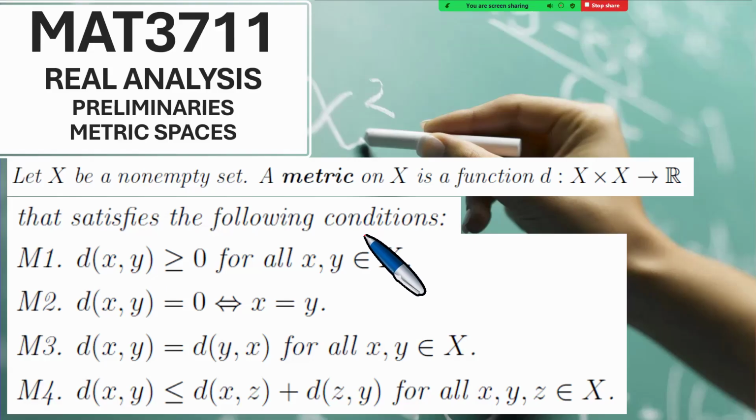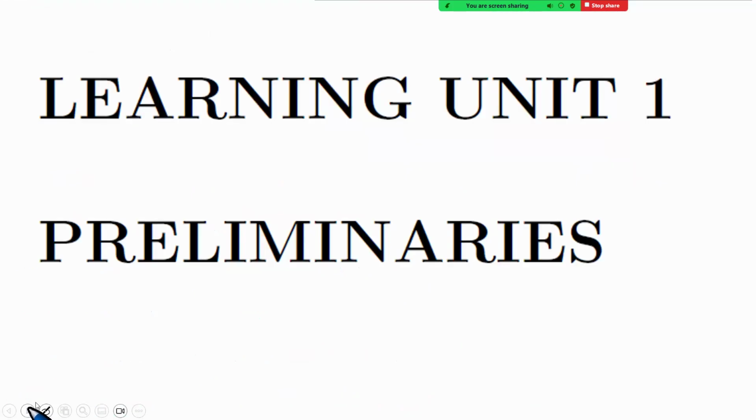In this lesson, we shall focus on mathematics, MAT3711, real analysis, preliminaries, metric spaces, the notion of a metric on a set X as a distance function. And we proceed as follows. First things first, we shall look at the basics, the preliminaries, and we shall see how well we're able to go through these basics and make sense of them.